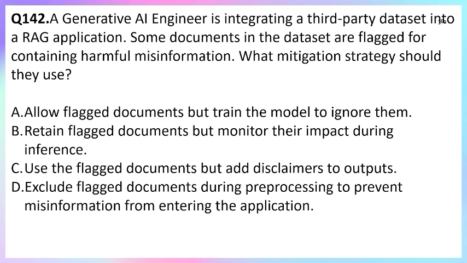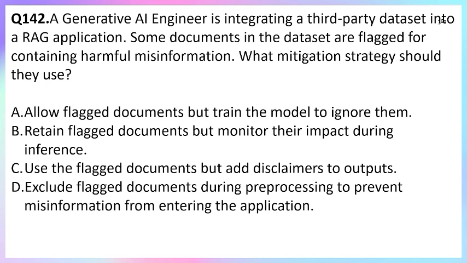Why is it not correct? Because you are storing in your RAG something that is harmful for your data set, and then you are monitoring it. Better that you should not store such types of documents. So option B is also incorrect. Whereas option C, use the flagged documents but add a disclaimer. This is also not correct, right? Because adding a disclaimer doesn't mean that you are being preventive.